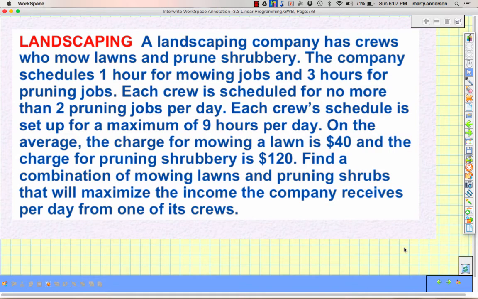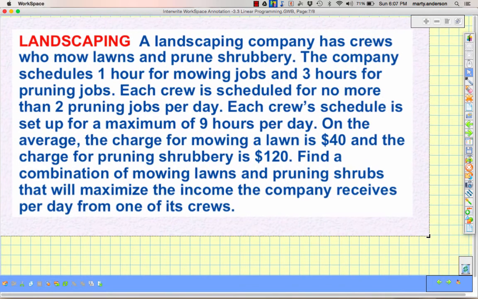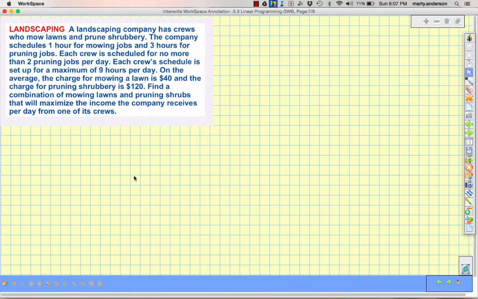A landscaping company has crews who mow lawns and prune shrubbery. The company schedules 1 hour for mowing jobs and 3 hours for pruning jobs. Each crew is scheduled to work no more than 2 pruning jobs per day. Each crew's schedule is set up for a maximum of 9 hours per day. On average, they charge $40 for mowing a lawn and $120 for pruning the shrubs. Find a combination of mowing lawns and pruning shrubs that will maximize the income the company receives per day from its crews. Lots of information there.